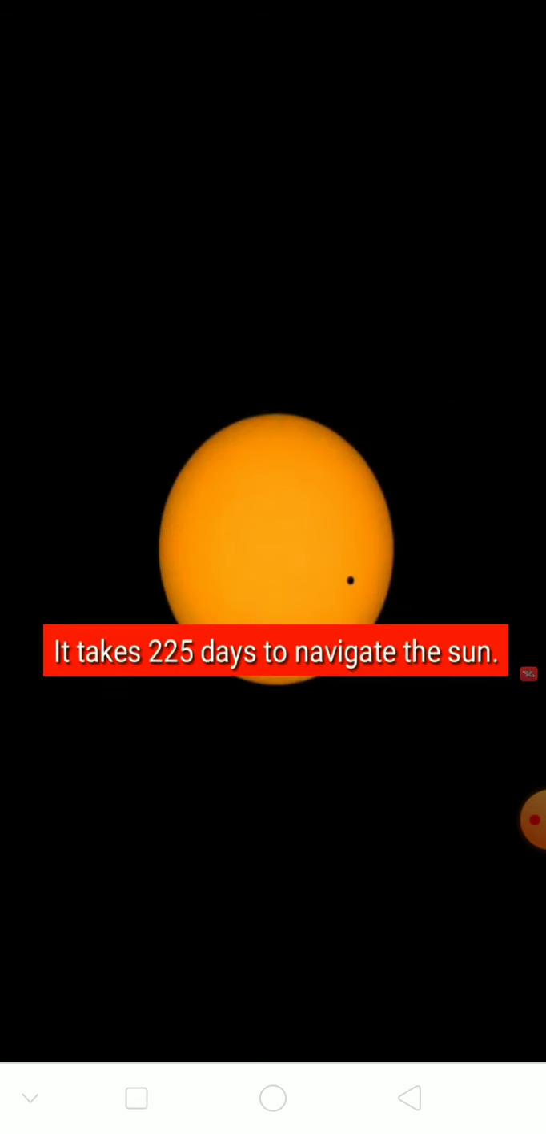Venus is also known as the evening star and morning star. It takes 225 days to revolve around the Sun. It has its own atmosphere. Means the Venus planet also has an atmosphere, like Earth.